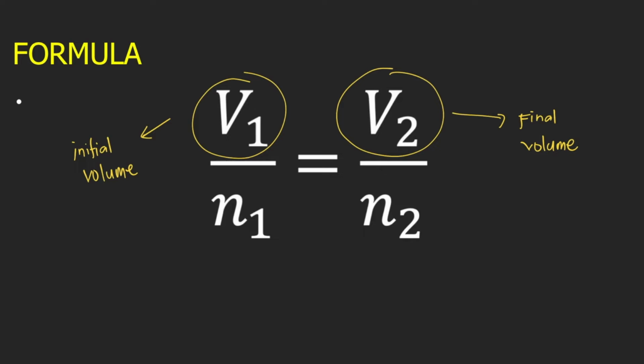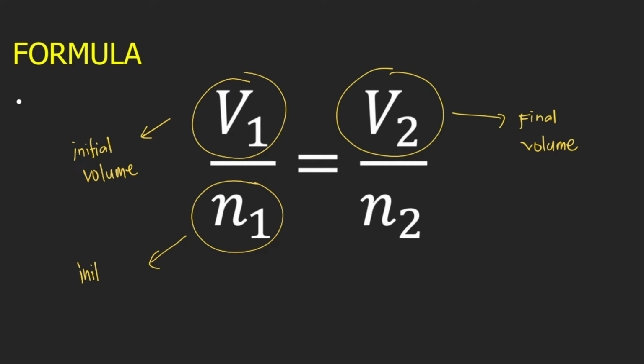Now, students usually ask, is there a specific unit of volume that we should use in Avogadro's law? The answer is no. There is no specific unit. You can use any unit of volume as long as you are consistent in using that unit. So for example, if you use mL for V1, then use mL for V2. If you use liters for V1, make sure you use liters for V2. So usually what I do is that I use the unit given in the problem and I stick to that unit.